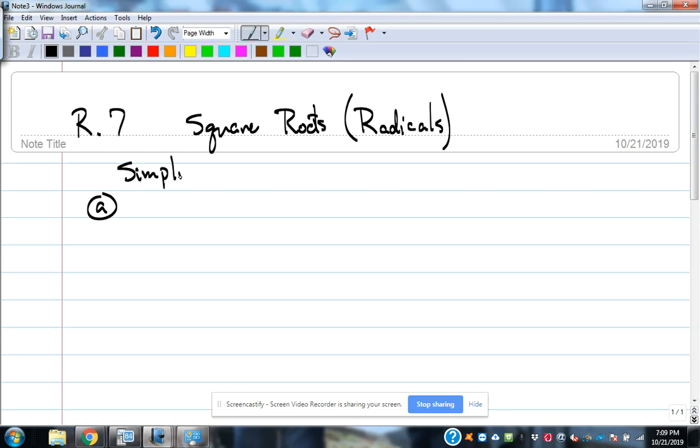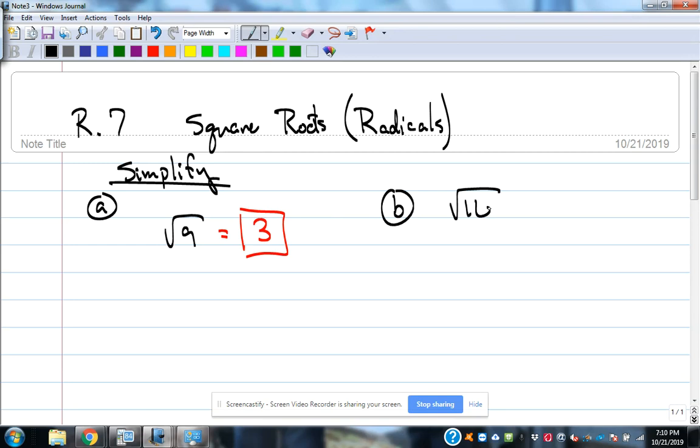Instructions will be simplify. So we're going to just simplify radicals. Is what we're going to simplify, square roots. The square root of 9. Everybody knows the answer to that. It's what? 3. But why? Because 3 times 3 is 9. So it takes 2 3s to make a 9, right? That's what we're playing off of. Everybody knows the square root of 16 is 4.